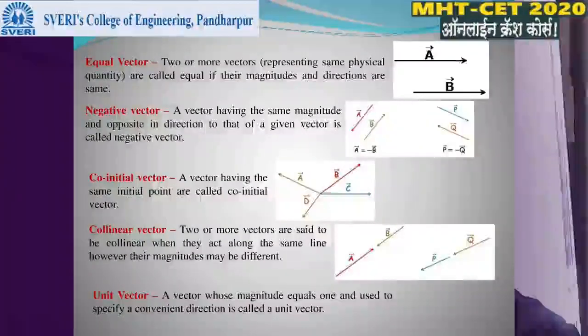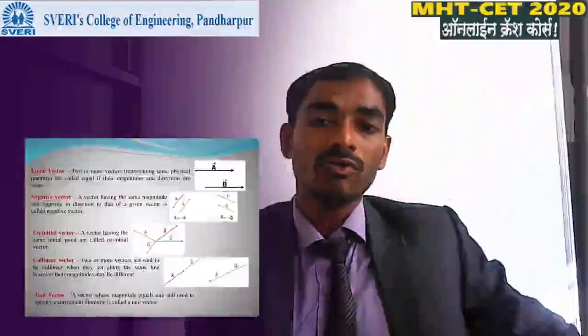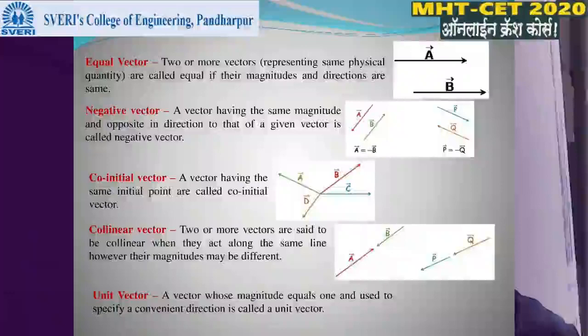What is meant by the collinear vector? Sorry, co-initial vector. Vectors having the same initial point are called co-initial vectors. See here there are four different vectors: a bar, b bar, c bar and d bar. But the initial point of all these four vectors is the same point. Then we can say these four vectors are the co-initial vectors.